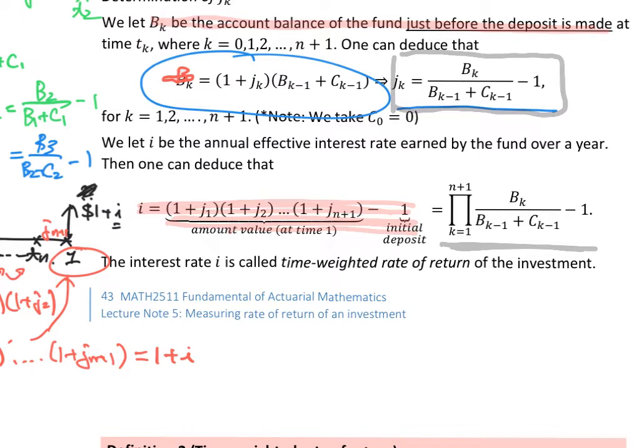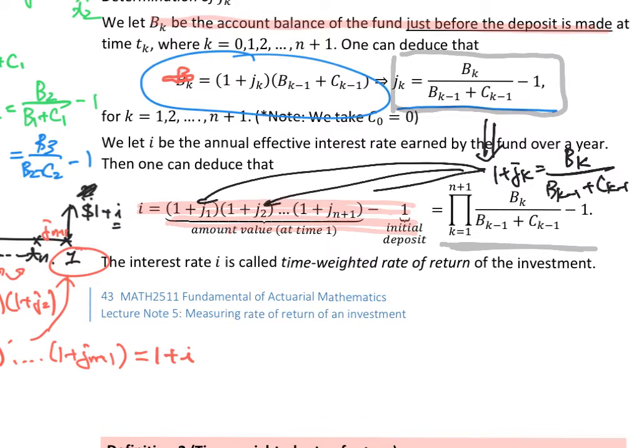In particular, you can write 1 plus JK equal to BK over (BK minus 1 plus CK minus 1). Then you just apply this to each of the terms here, and you will essentially get this final formula for this return. This interest I will be what we call the time weighted rate of return of the investment.